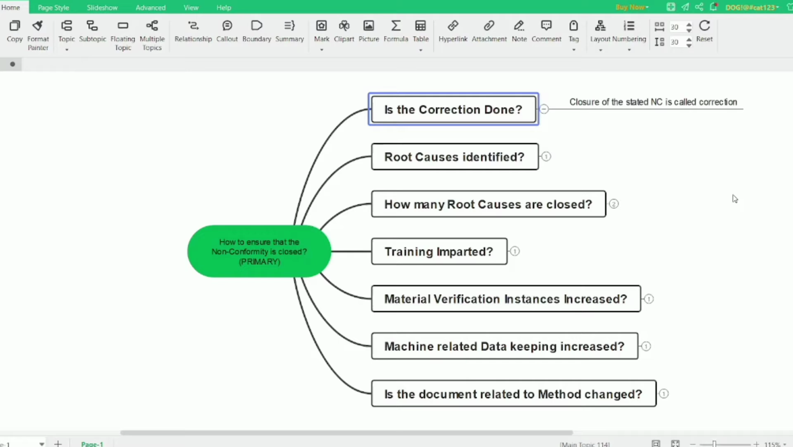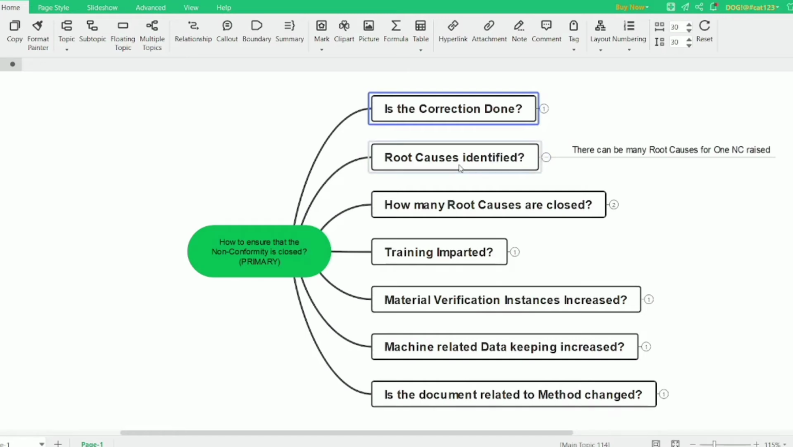Now, in this case, the stated non-conformity was that there are no guards on the wheels of machine A, only that much, right? So now there are guards on machine A, which is a correction. So the correction is done. Okay. Now we go to the root cause identification.